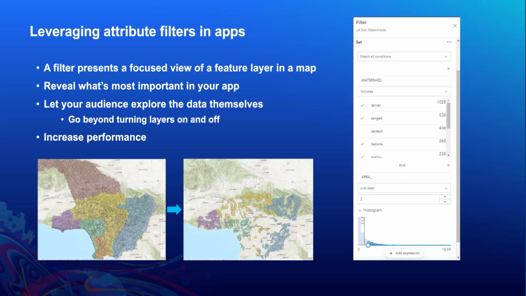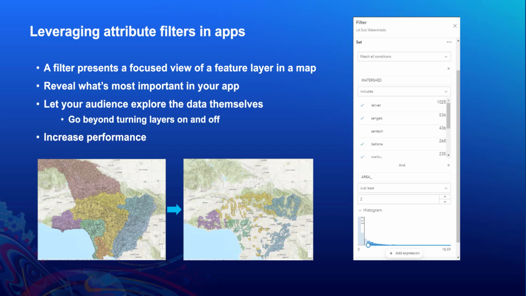Thanks, Beth. Now we'll discuss leveraging attribute filters in apps. An attribute filter presents a focus view of a feature layer in a map. You can reveal what's most important in your app by filtering out data that may not be as beneficial to a particular project. With configurable apps, you can let the app audience explore the data themselves using filtering functionality that is built into the app itself.